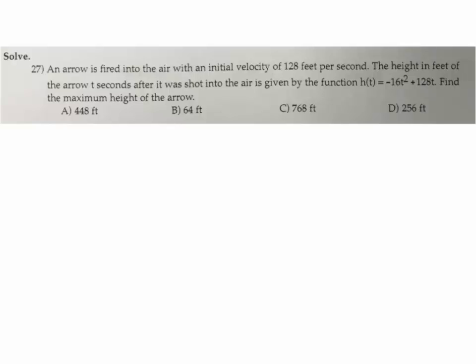Can somebody please read the question for us? An arrow is fired into the air with an initial velocity of 128 feet per second. The height in feet of the arrow t seconds after it was shot into the air is given by the function h(t) equals negative 16t squared plus 128t. Find the maximum height of the arrow.